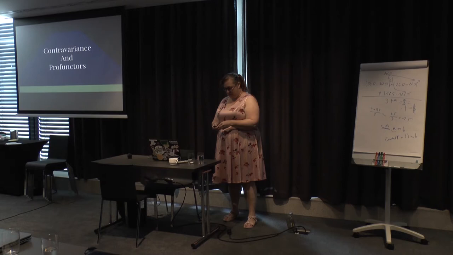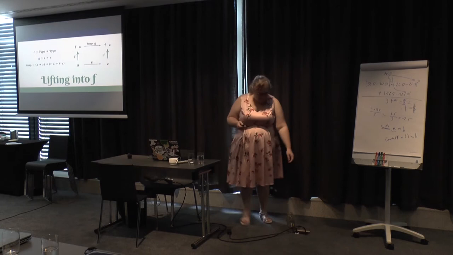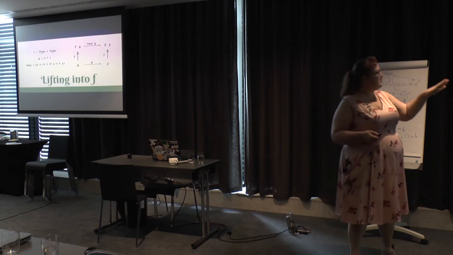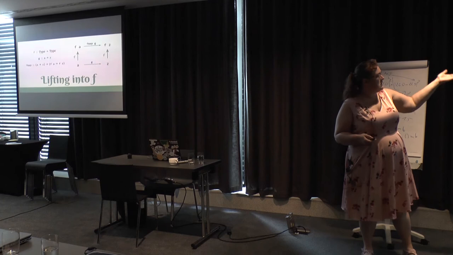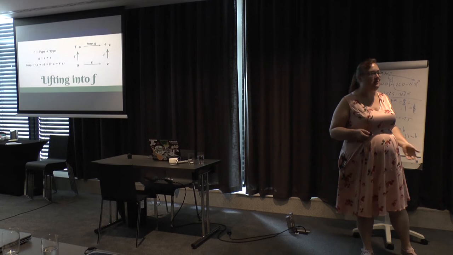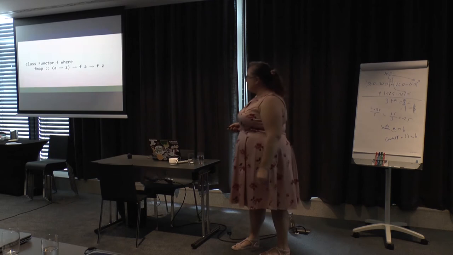All right. So fmap lifts, right? A functor is a type-to-type, or kind star-to-star, type constructor function. And we lift a G, an A to Z function, into this FA to FZ, right? And this is why it's called lifting, because in the mathematical diagram, we lift, right? We raise it to the top.